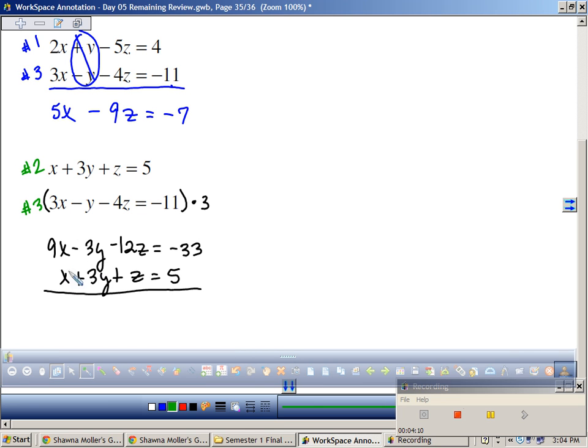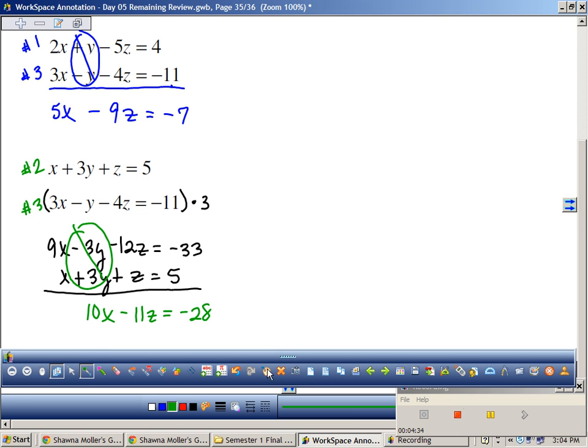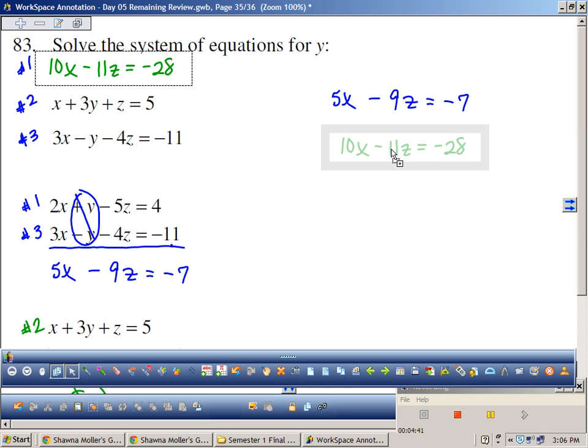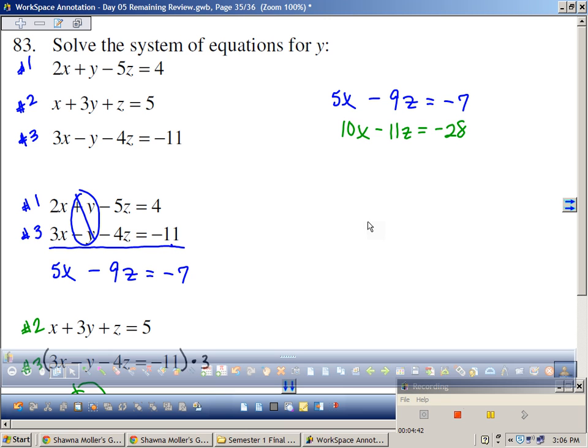Okay. So when I add them together, the y's go away, and I'm left with 10x minus 11z equals, what is that? Negative 28. There's my other equation for my system. I'm going to take a picture of it. This is my new system right here.